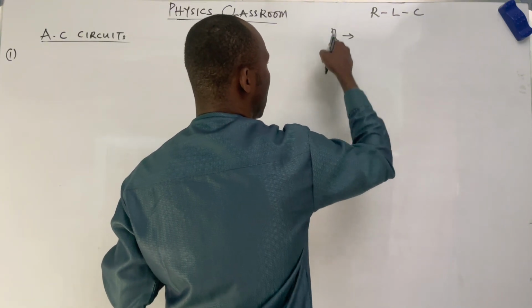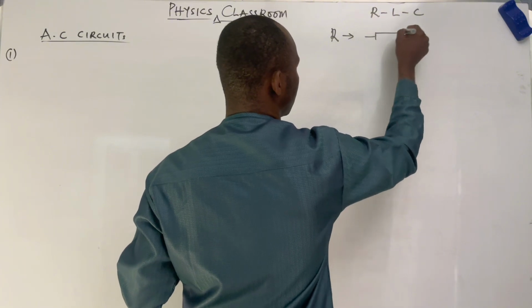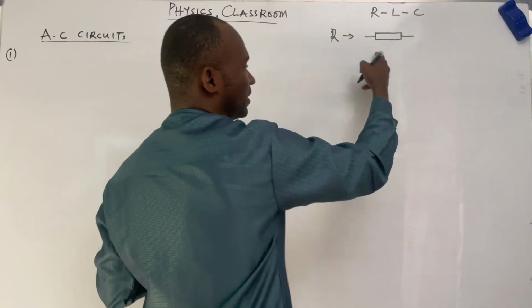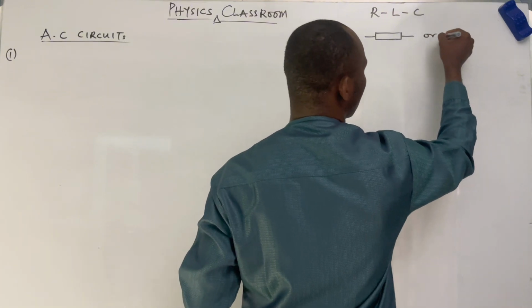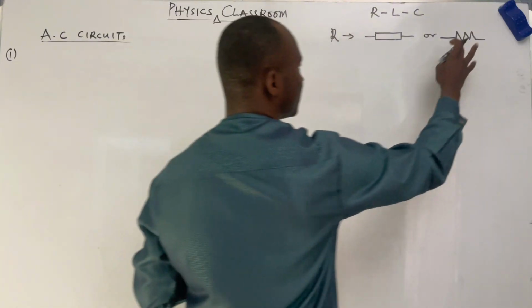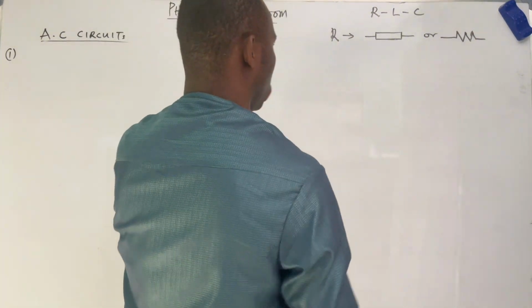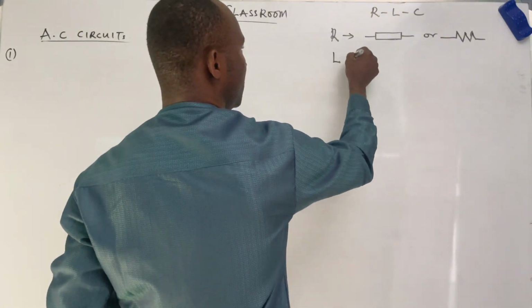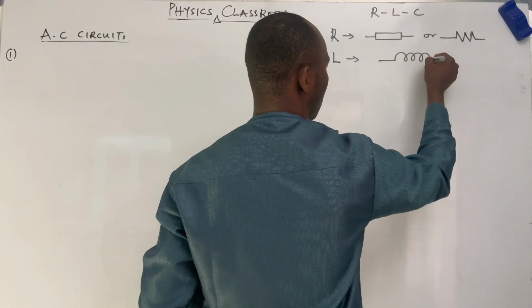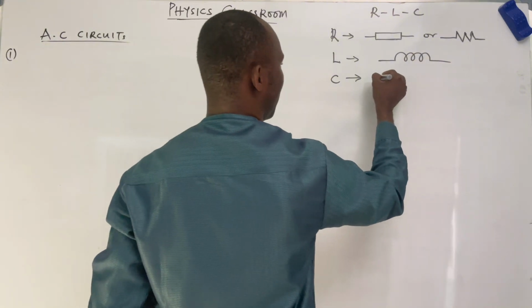When you think of resistor, the next thing that comes to your mind will be the symbol for resistor. This symbol represents resistor. It could either be this or this. Either of the two represents resistor. Now, inductor is represented by this symbol. Take note of that. While capacitor is represented by this symbol.